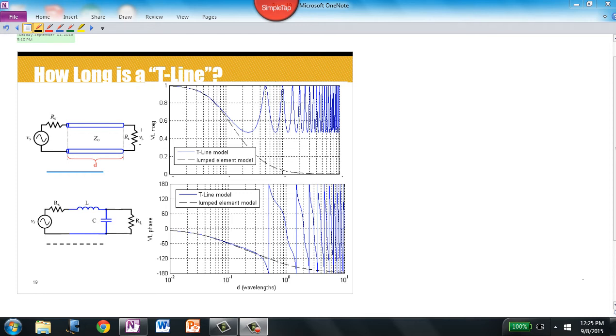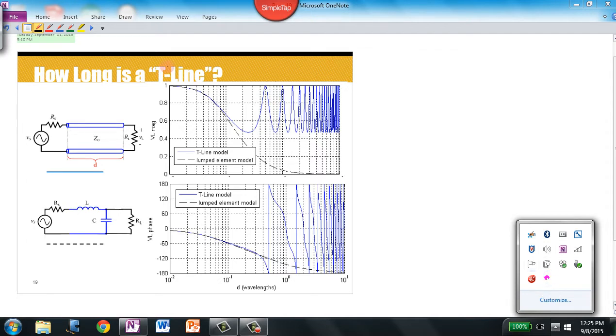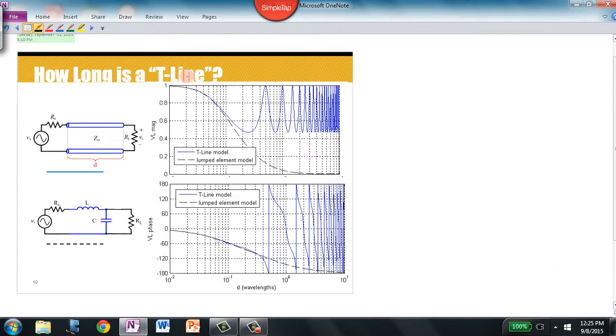I want to revisit a question that's been asked in the past in a couple classes, and that's how long is a transmission line? When do we have to use transmission line analysis versus lumped element analysis like we've been using in previous classes? And I had told you previously the answer is lambda over 10. Well, where did that come from?